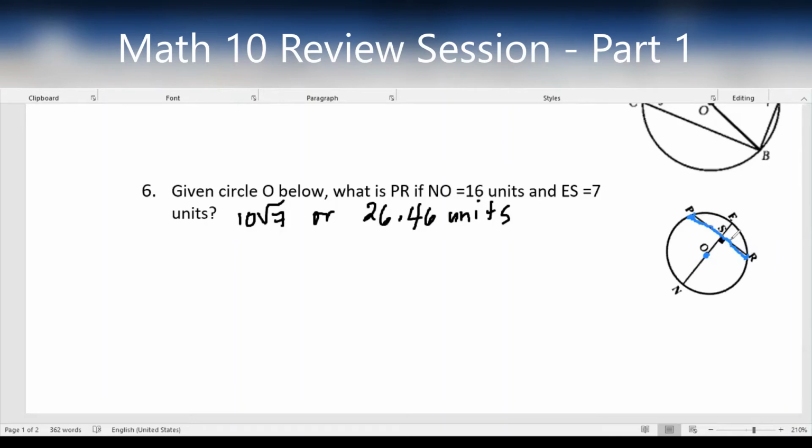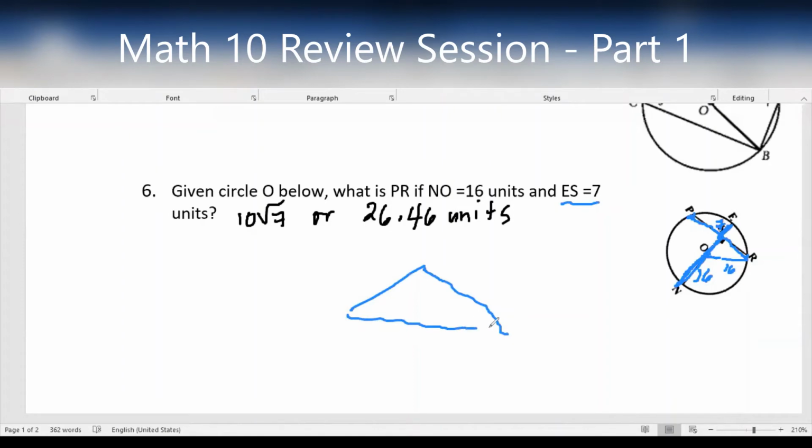Tapos, given na NO is 16. Asan si NO? ON or NO. Ito, which is radius, di ba? 16 yan. So, meaning to say, if you will connect OR, 16 din tong OR na to. Tapos, another given, ES is 7. Ito lang yung 7. But we need this part, itong OS, ito yung kailangan natin for us to have the triangle.